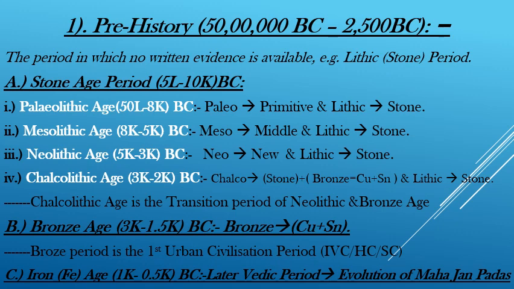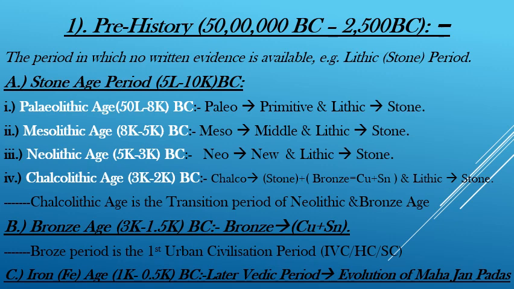If you talk about prehistoric time, which begins with 50 lakh BC to 2500 or 3000 BC, it is the period in which no written evidence is available. This is known as prehistoric time. It is divided into three parts: the Stone Age, 50 lakhs to 10,000 BC; second, the Bronze Age, 3000 to 1500 BC; and third, the Iron Age, 1000 to 500 BC, also known as the later Vedic period and the evolution of Mahajanapadas in the Indian subcontinent.